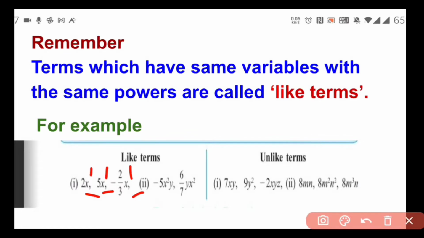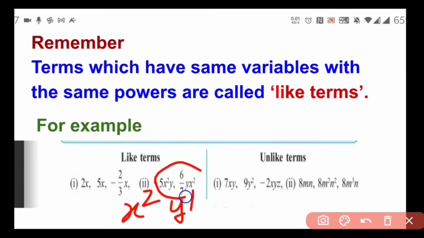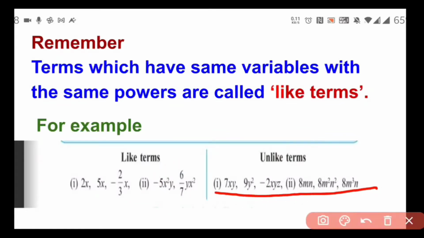We can say the same about the second example. They have variables x and y, where the power of x is 2 and the power of y is 1 in both of these terms. So that's why they are like terms. But when we observe the next examples, in the first there are different variables, and in example 2, though the variables are the same, their power is different. That's why they are not like terms, they are unlike terms. Based on this, we have to solve our next practice set.